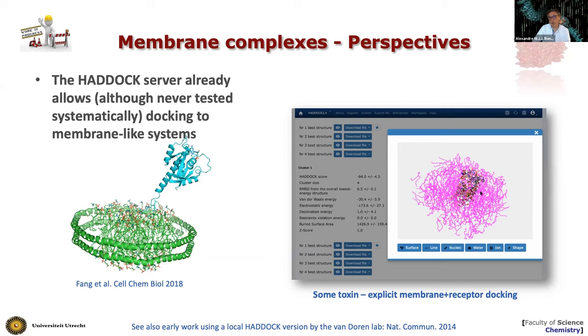And this is an example of giving such a membrane embedded in a lipid bilayer and docking a small molecule to it, and the server actually is able to do that. So we have a way already, but this is work in progress, to possibly explicitly account for the membrane during the modeling process.